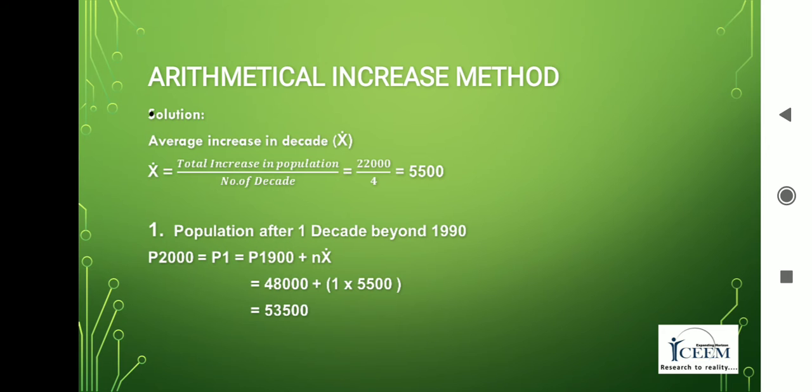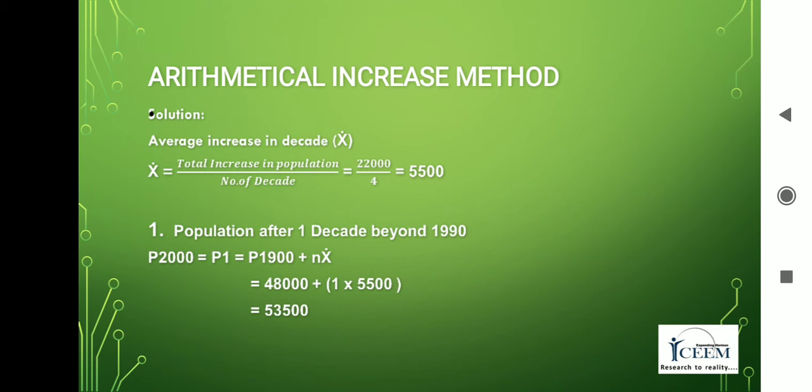Then the next step is to find the average increase per decade. अभी डिकेड कितने थे हमारे, 5 डिकेड हैं, उनमें से हमको 4 डिकेड का 4 वैल्यू डिफरेंस मिला हमको.